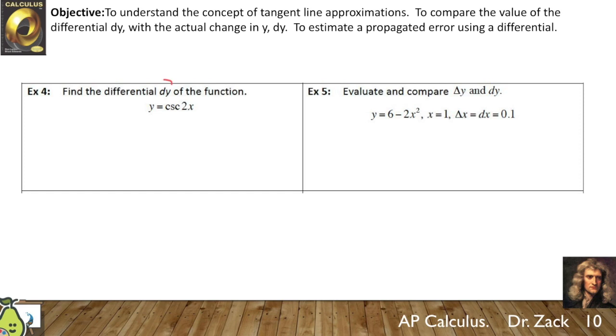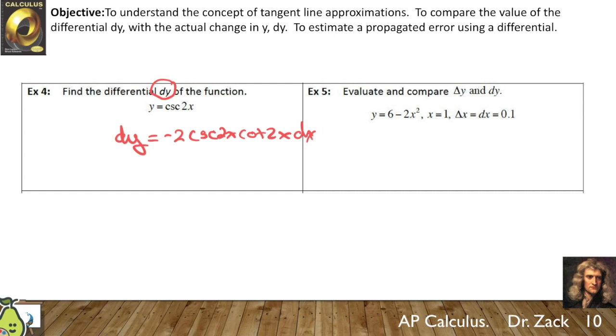Often in this course, you're just asked to find a differential, which means find dy. So dy would be the derivative of your cosecant 2x, which is going to be -2 cosecant 2x times cotangent 2x times dx, and that would be your differential dy.